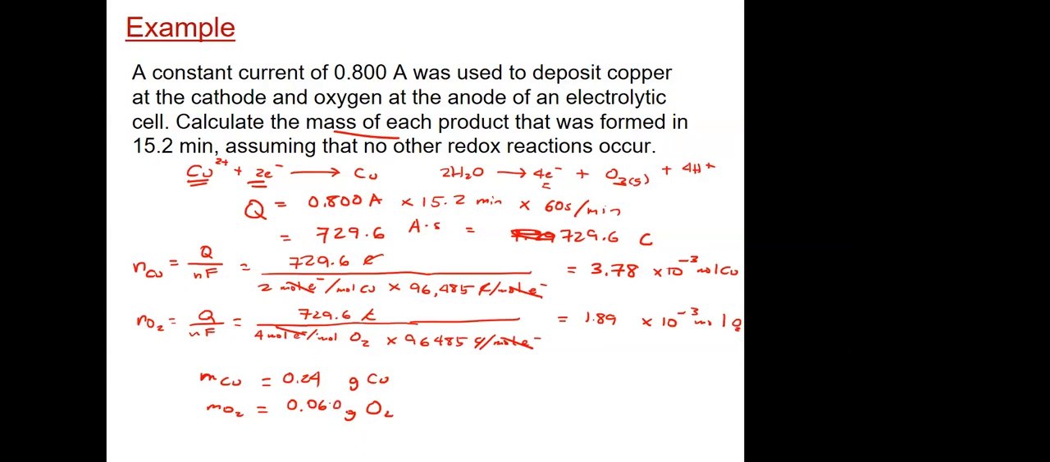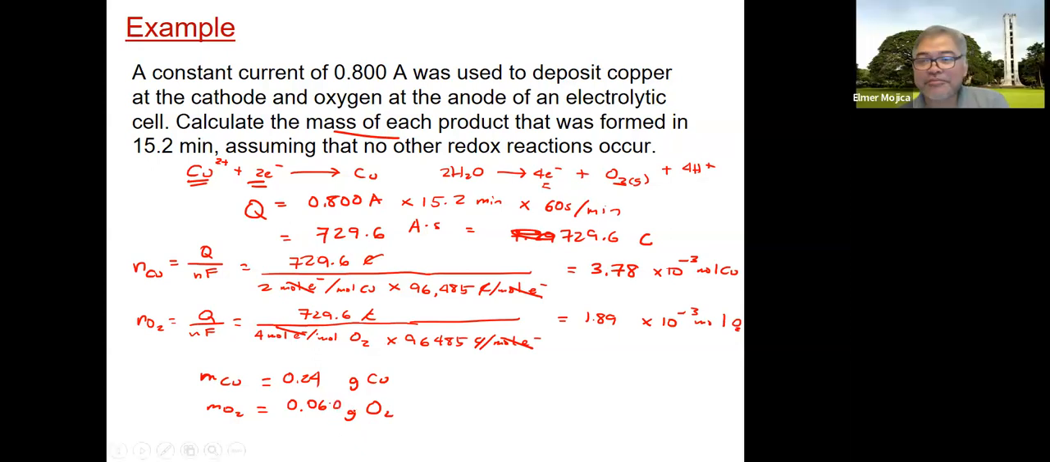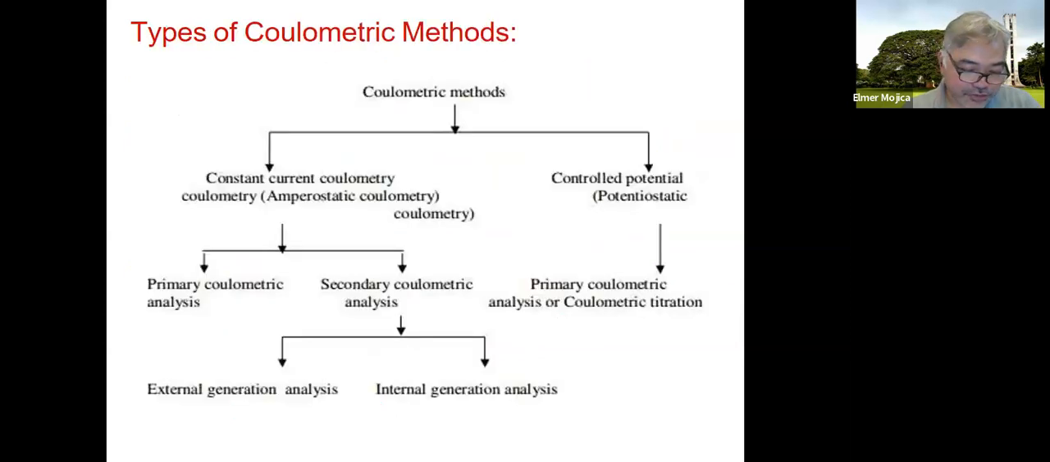Okay, so that's how we solve this type of problem, giving us the principle of coulometry. So this is more on the electrolytic problem that you have covered in your Gen Chem or analytical chemistry. Now, if we look at the types of this coulometric method, we can really divide it into two major types.